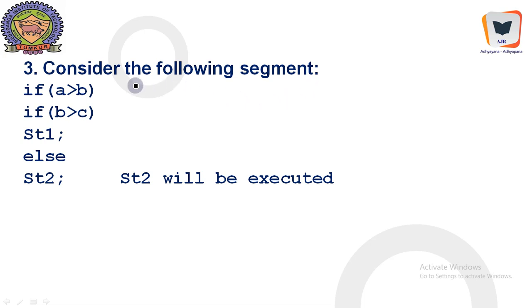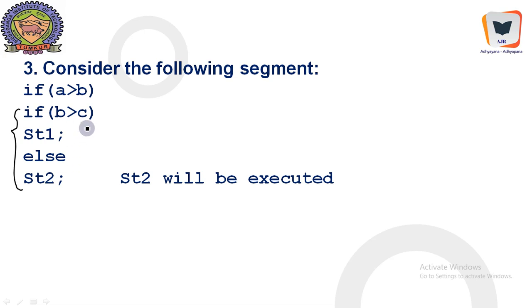Then the third question goes like this. Consider the following segment. If A greater than B. So under the if block, there is an if else block. You can see over here. In the if else block, ST2, that is statement 2, will be executed. Let us see when exactly it will be executed. If A greater than B, control will have to come over here, and if B is greater than C, then ST1 will be printed, and what we should get is ST2. Therefore, B should be lesser than or equal to C.